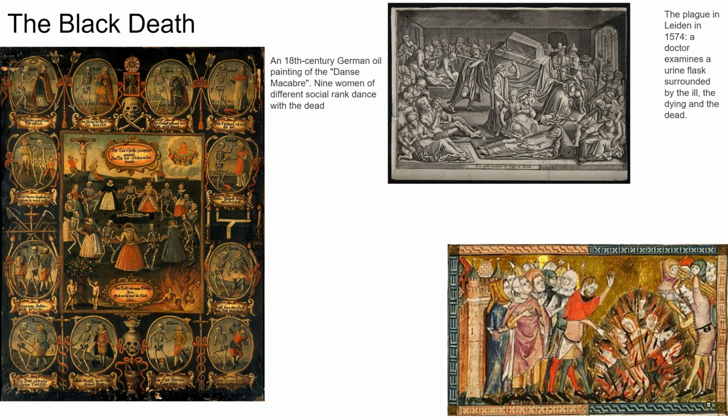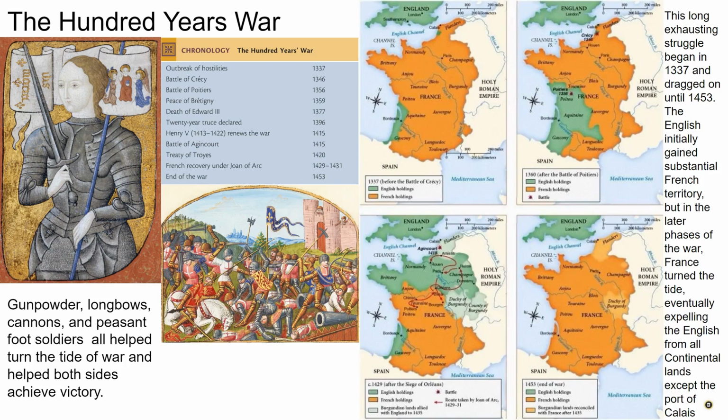We also see here on the left, again, another illustration of the Danse Macabre. Again, death was the great equalizer in this time period, and whether you're a lowly peasant or a high noble, you could be a victim to death.